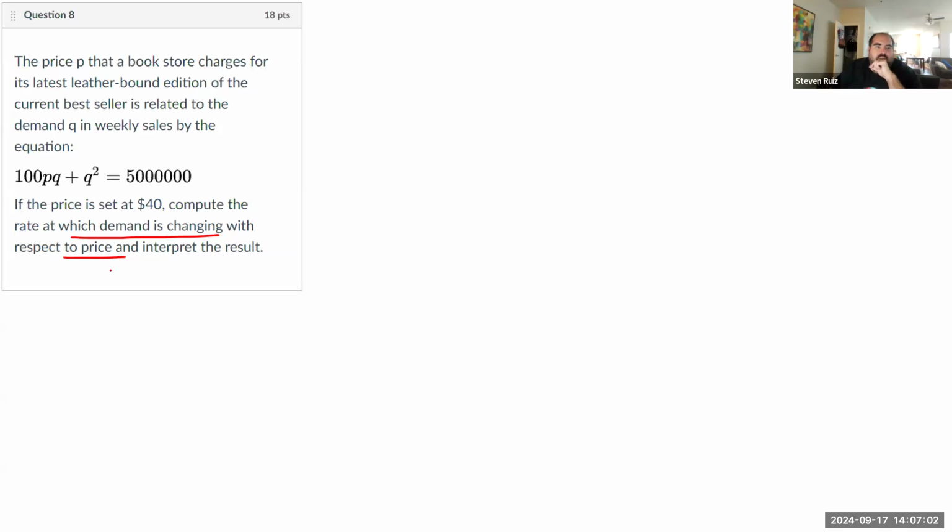So what is the variable that talks about demand? That's Q in this case. So I want to find dQ with respect to price. So the variable that talks about price is P. So I want to find dQ/dP here. So here's my equation, and we're going to have to use some implicit differentiation here. 100PQ plus Q squared equals 5 million.